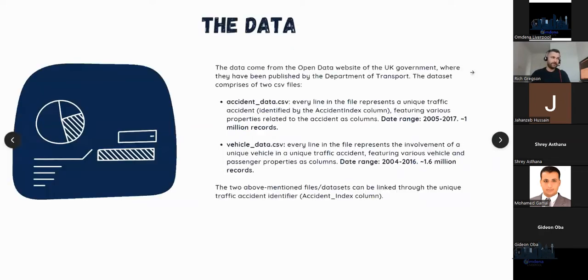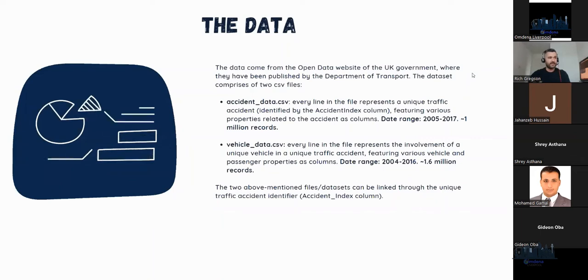The data that we have is quite robust, and it is large. It is a massive data set. As I say, it's part of the UK government's open data website, and it is collected and disseminated, I can't even say that word, by the Department of Transport. What I've gathered is two data sets. The first is the accident data, and every line in that folder is an instance of a traffic accident or traffic collision. Each one is given a unique identifier, called the accident index. The dates range from 2005 to 2017, and it contains about 1 million records.